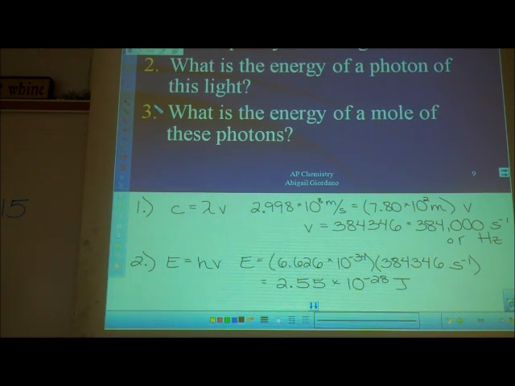Please don't overthink number 3. Look at what you solved for in number 2. This is the energy of a photon, 1 photon. How many photons are in a mole of photons? 6.02 times 10 to the 23rd. Yeah, Avogadro's number. So how do you suggest I solve number 3? Take your answer from number 2 and multiply it times Avogadro's number.